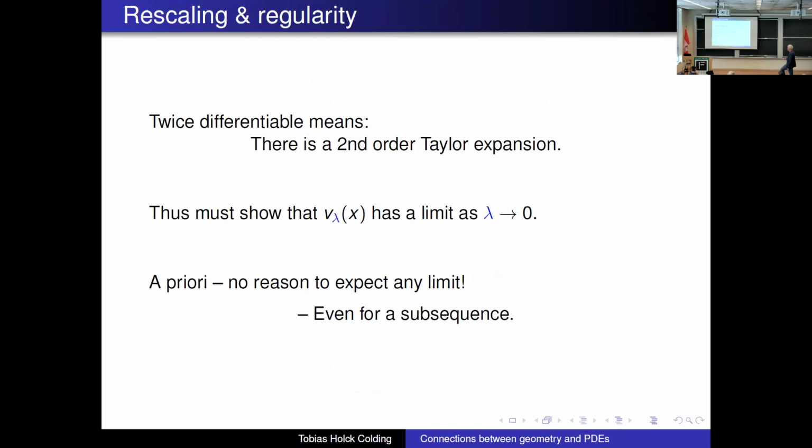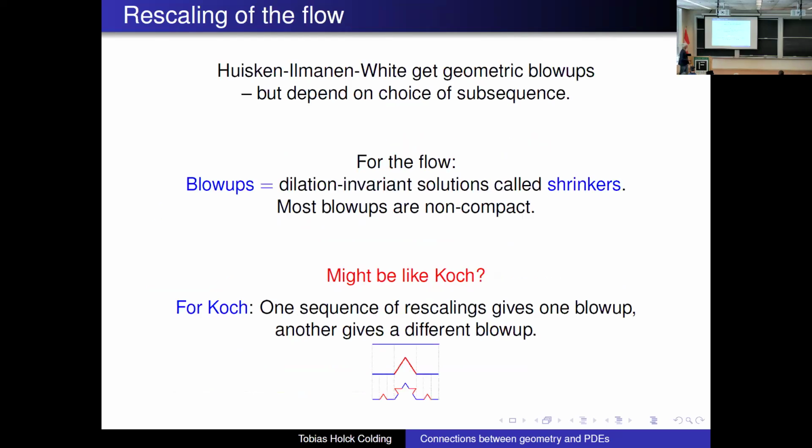Okay, now twice differentiability. This means that you have a second order Taylor expansion. And so we must show that this v_lambda has a limit as lambda goes to 0. A priori, there's no reason to expect a limit, even for a subsequence. And so the key then becomes, does it give you a limit? In the case of the Koch curve, the corresponding thing would not be a quadratic polynomial, but if you do the same at first order, you wouldn't get the same line when you're blowing up.